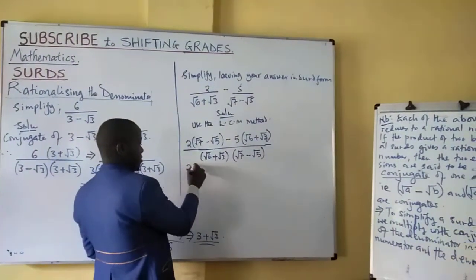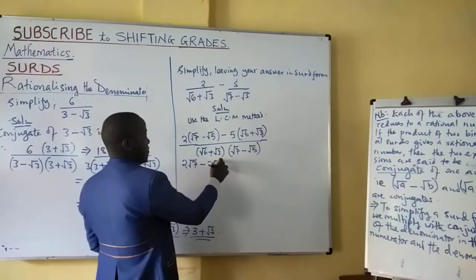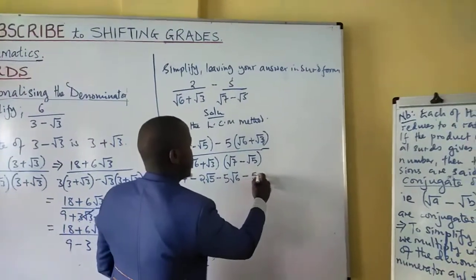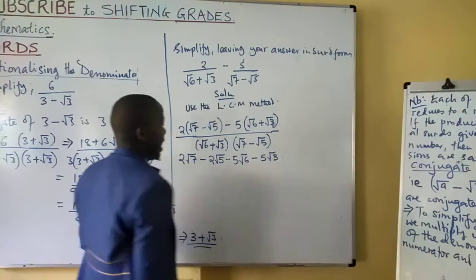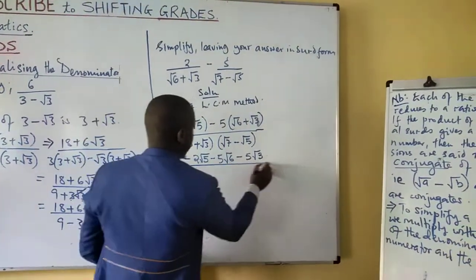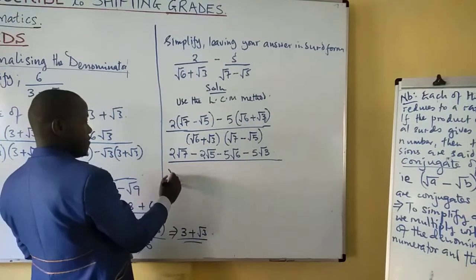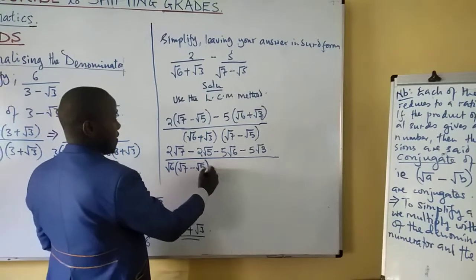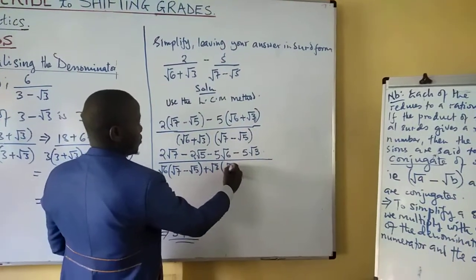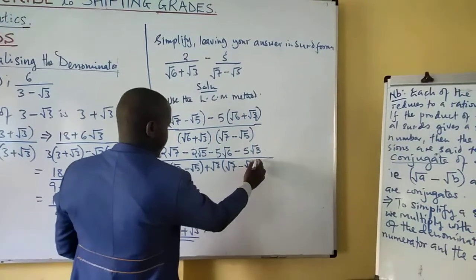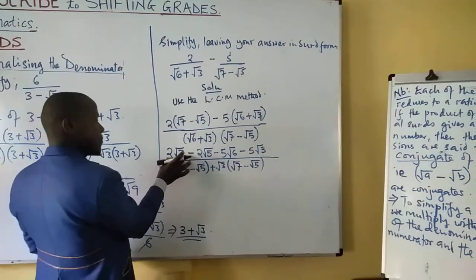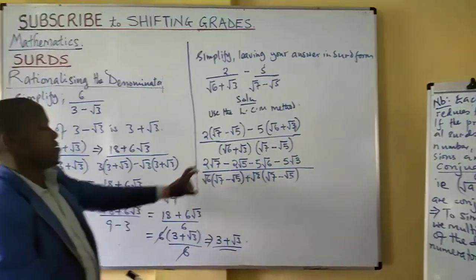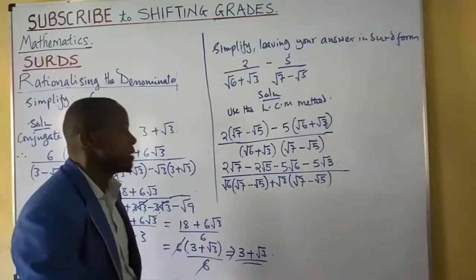This should be 2 root 7 minus 2 root 5 minus 5 root 6 minus 5 root 3. Like that. Divide by. We can now again open this one and we will have root 6 root 7 minus root 5, then plus root 3 root 7 again minus root 5, like that. Therefore, here there are no like terms, and therefore the numerator is already in its simplest form.